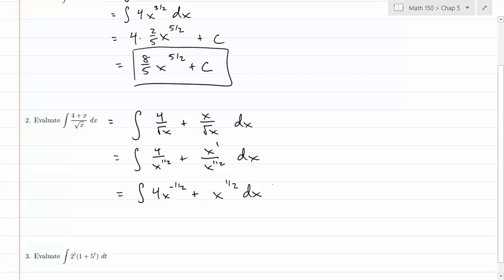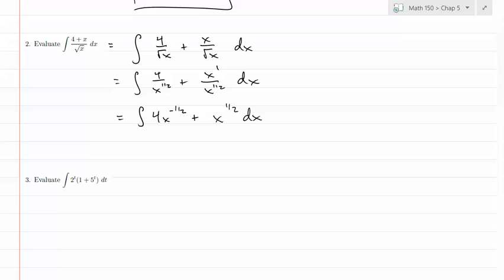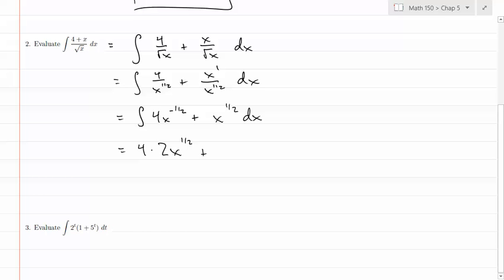Okay, so notice I haven't integrated anything yet. I've just done a little bit of algebra to simplify this into a form where you can integrate. Now I go ahead and integrate each piece. The rule again is to increase the power by 1 and divide by the number. So let's see, if you increase negative 1/2 by 1, it becomes positive 1/2. You'd have to divide by 1/2, which is the same as multiplying by 2. Then you do the same thing here with the x to the 1/2. The new power would be x to the 3/2, and then divided by 3/2, that's the same as times 2/3.